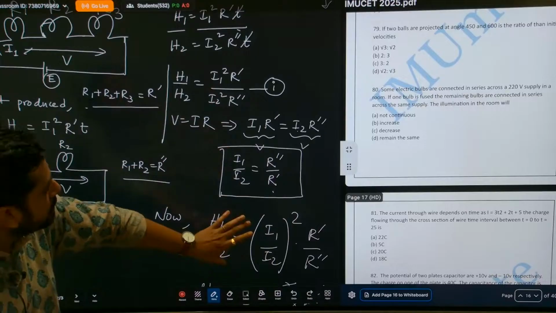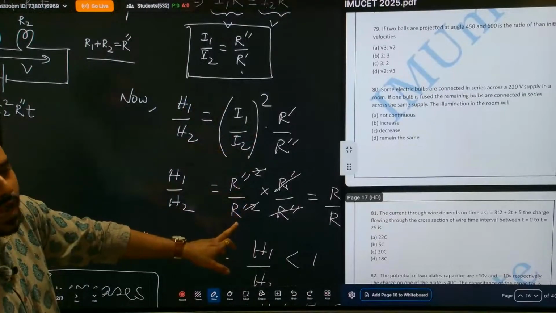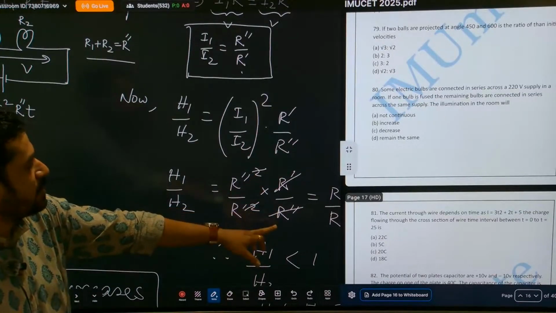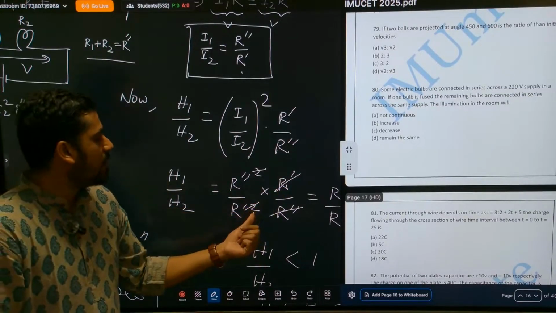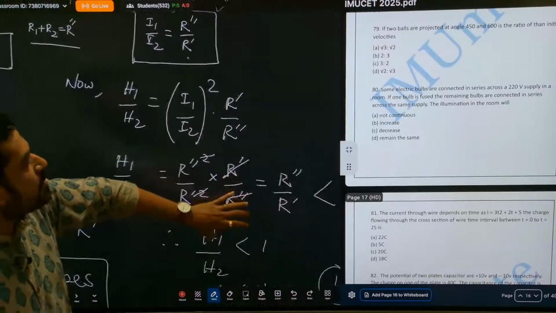So what do we get? In place of I1 and I2 squared, we got R double dash by R dash squared. So this R will cancel out, only the square part and this part will cancel out. What do we get? R double dash by R dash.